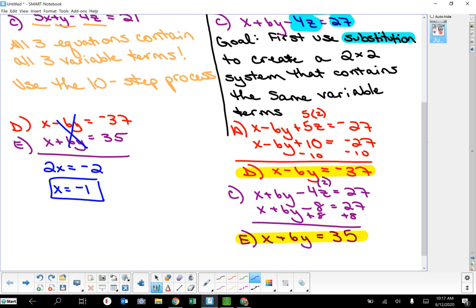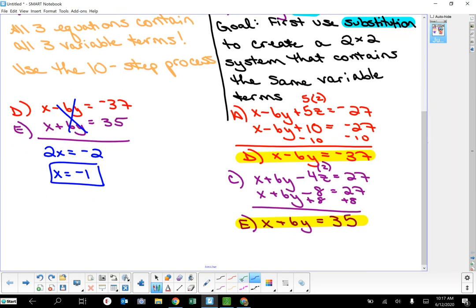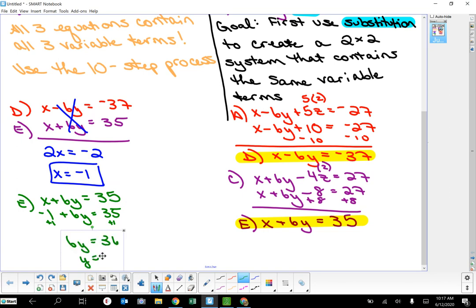Now I can plug x back into either D or E. Let's take equation E because it just looks a little bit nicer. So I'm going to take E, which is x plus 6y equals 35. X is going to become a negative 1. I'm going to add a 1 to both sides to get rid of the 1. So I have 6y equals 36 and y equals 6 when I do that division.